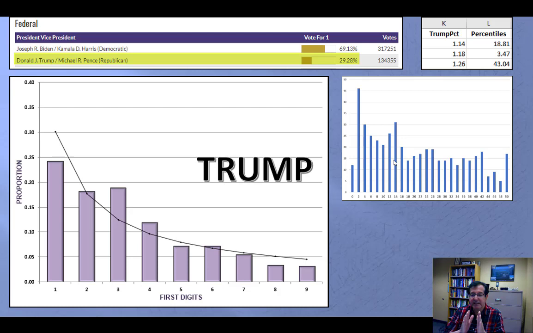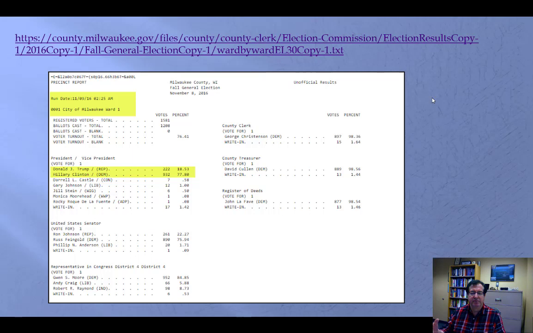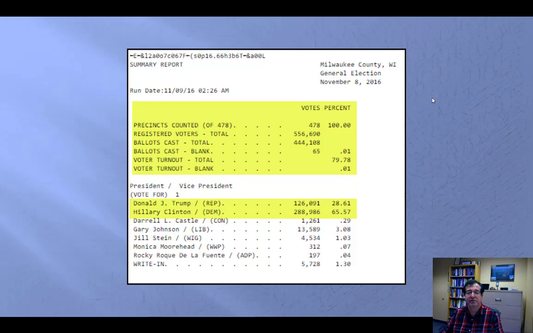Here is the treat. I got the 2016 numbers, downloaded them, cleansed the data, 478 wards. I now have Donald Trump's counts and I have Senator Clinton's counts. This is what one of the records looks like.